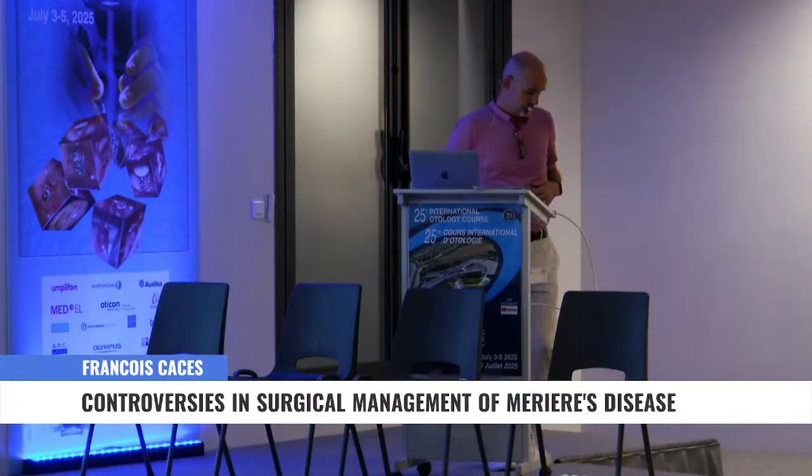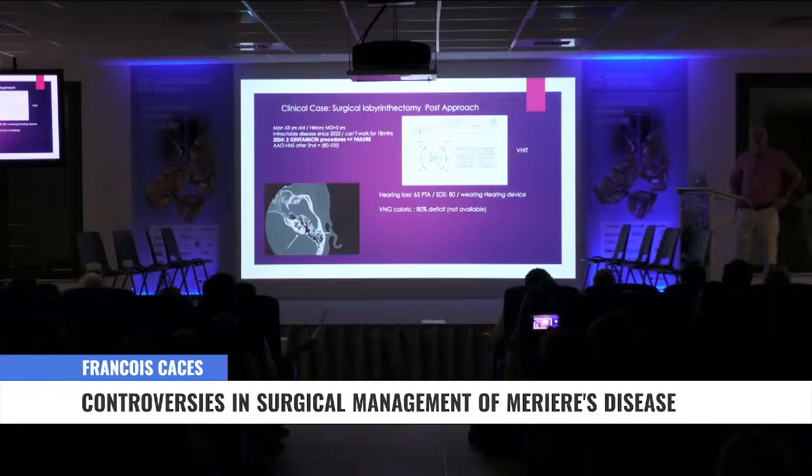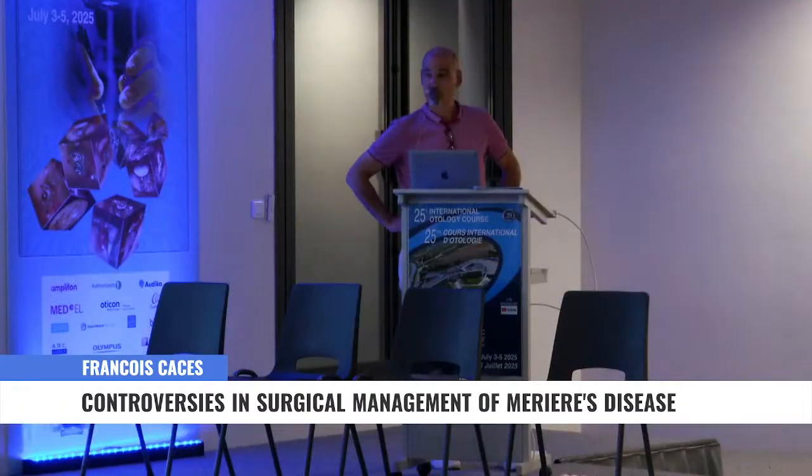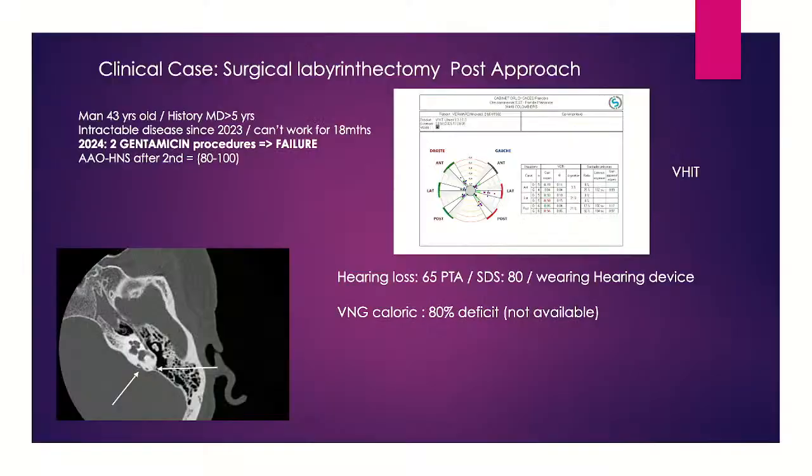This man was very young, 43, and the main problem was he wasn't able to work. So it's a problem, an economic concern, a familial concern. So I have to give him a real response. He wants to be free of vertigo, and he is able to cancel his hearing. But the choice for him after 2 failures of gentamicin procedure was: do you want a vestibular neurotomy, or do you want to lose your hearing completely? And he chose to lose his hearing, but it is not always the case.